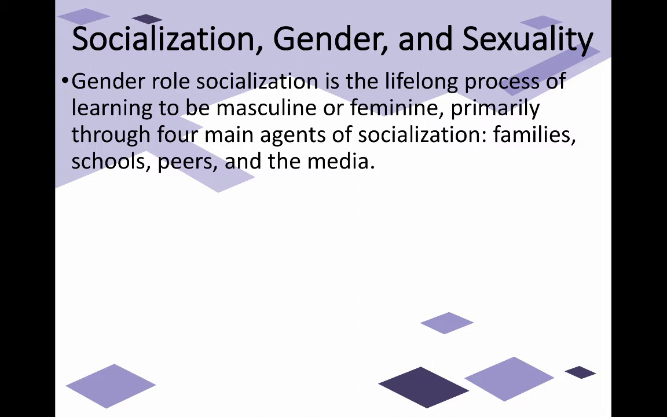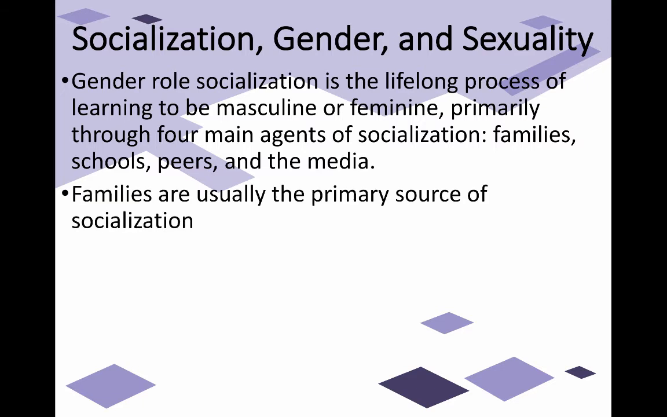Okay, so general socialization. General socialization is the lifelong process of learning to be masculine or feminine, primarily through four main agents of socialization: your family, school, peers, and the media. So families are usually the primary source of socialization, and of course, as a result, that greatly impacts our gender role socialization. Children are exposed to their families as their primary agent, and oftentimes this can be the only agent of socialization that a child experiences until they go to school.